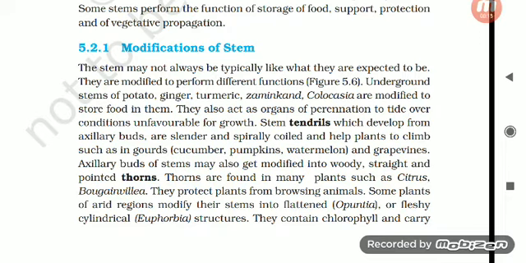Stem tendrils, which develop from axillary buds, are slender and spirally coiled and help plants to climb, such as gourds, cucumber, pumpkins, watermelons, and grapevines. Axillary buds of stems may also get modified into woody, straight, and pointed thorns. Thorns are found in many plants such as citrus and bougainvillea. They protect plants from browsing animals. Some plants are of arid regions.